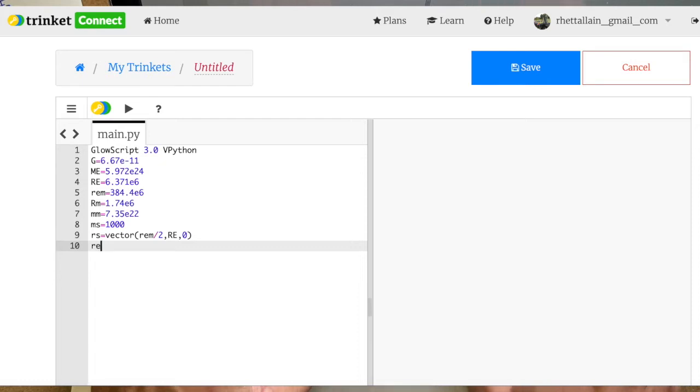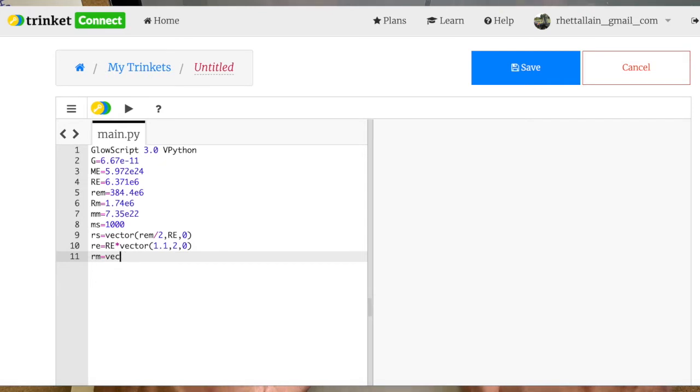Let's just do it lowercase. I know that's bad. RE is going to be a vector, just like I wrote on the thing. Radius of the Earth. Actually, it's the radius of the Earth. RE times vector 1.120.